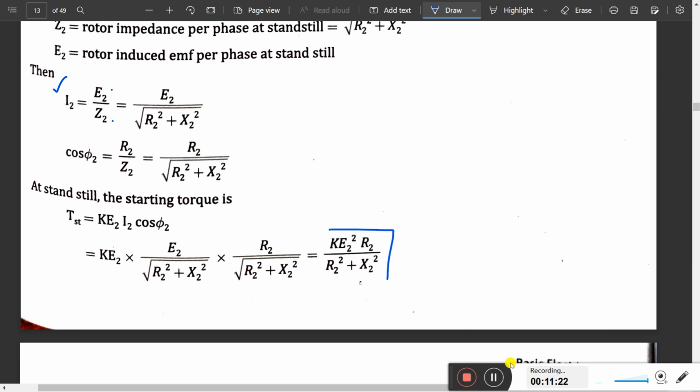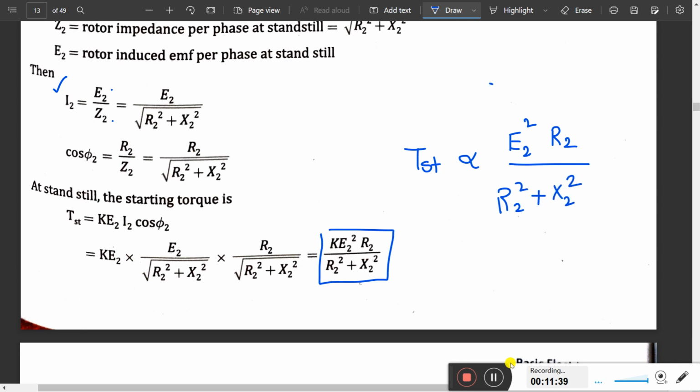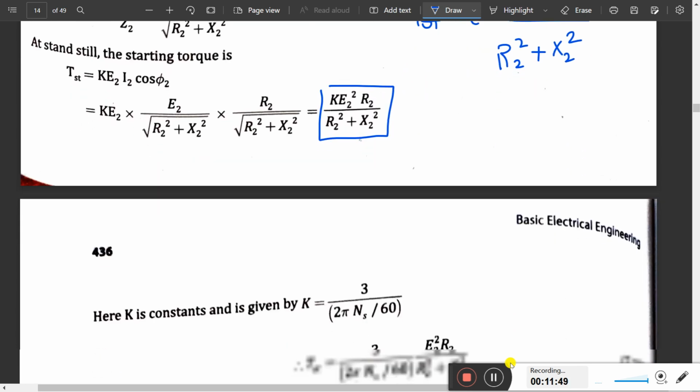It is very, very important. We can directly write T starting is directly proportional to E2 square R2 by R2 square plus X2 square. In this there is no S because it stands still; S is equal to 1. The starting torque is directly proportional to the secondary voltage square and R2 by R2 square plus X2 square.